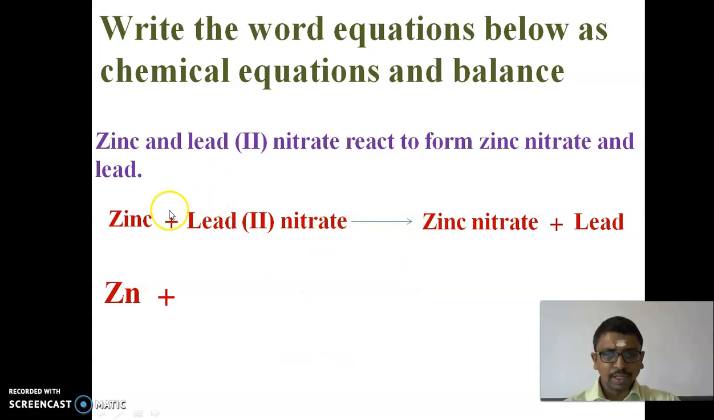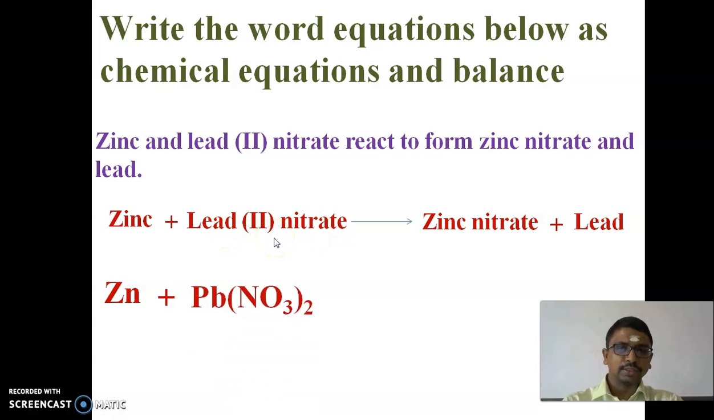So what is the formula for lead? The lead formula is Pb. What is the valency here? 2+. And what is the formula for nitrate? NO3 minus. So what is the formula for lead nitrate? Pb(NO3)2. The valency for lead is 2, and the nitrate valency is minus 1. So the lead nitrate formula is Pb(NO3)2, which gives zinc nitrate.